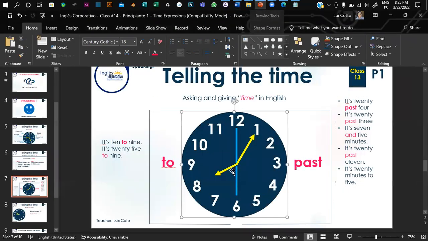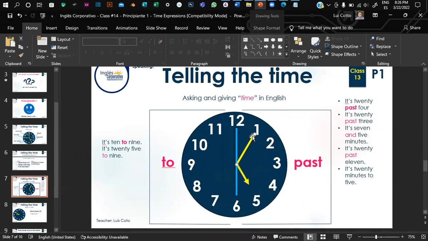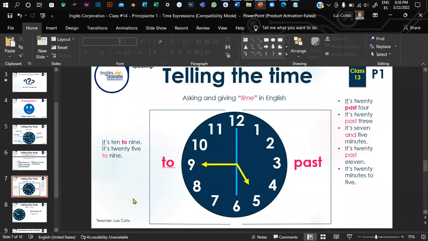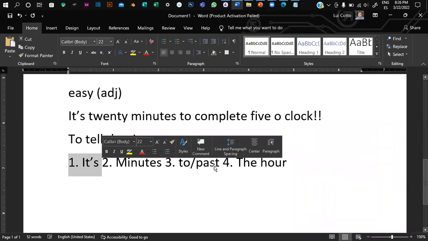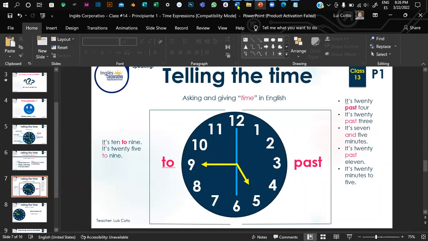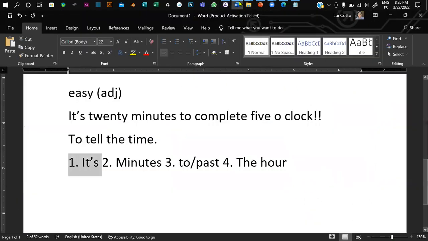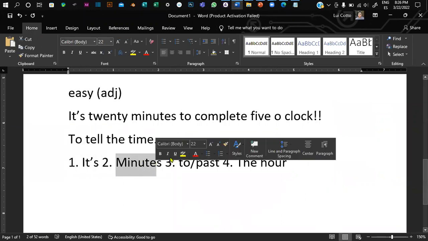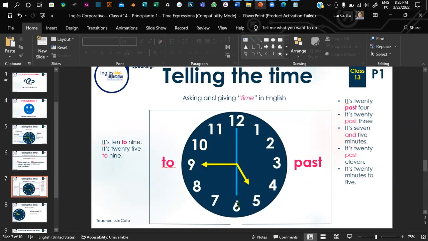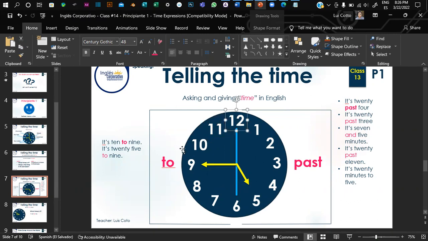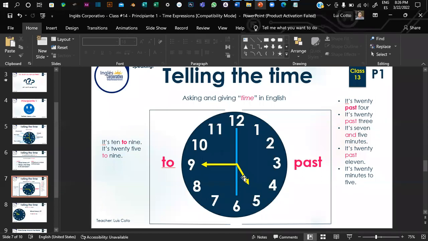Okay, try to study, try to review that. Let's try one more time. I will change. Okay, this one and this one. What time is it? Step one is? It's. Step two. What is step two? The minutes. Okay, and how many minutes? 15. Okay. 5, 10, and 5, 15. It's 15, correct? And minutes. You can say minutes or you can omit it. Puedo omitir. You can omit it.